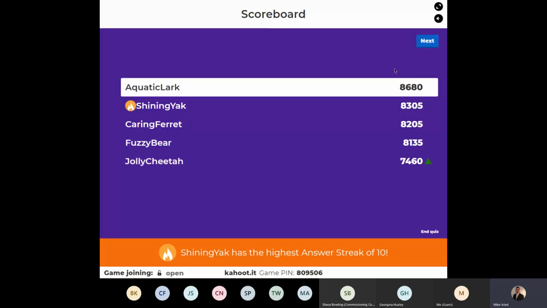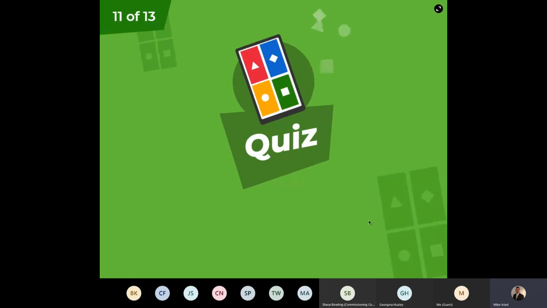Coming towards the end, a bit of a change at the bottom with Jolly Cheetah. Well done, Jolly Cheetah. Couple of questions left. Shining Yak is probably the superstar. Streak of 10. Good form. Here we go. Question 11.